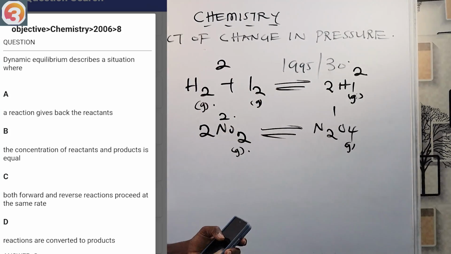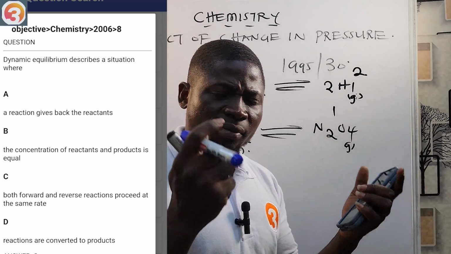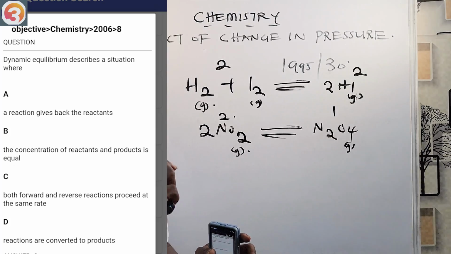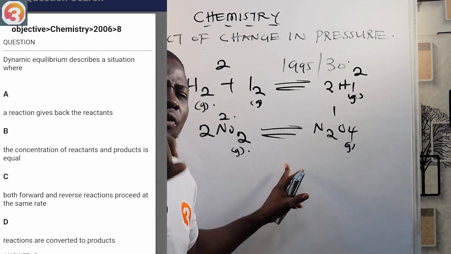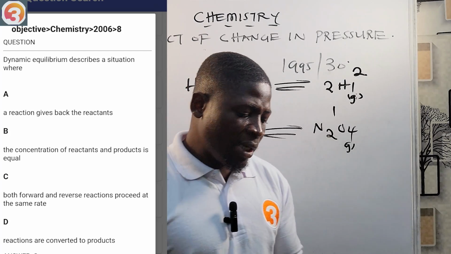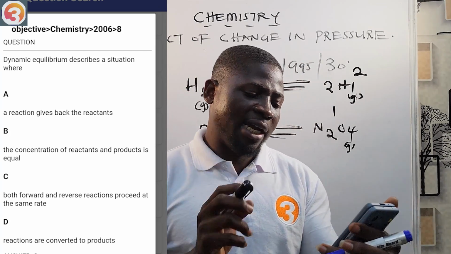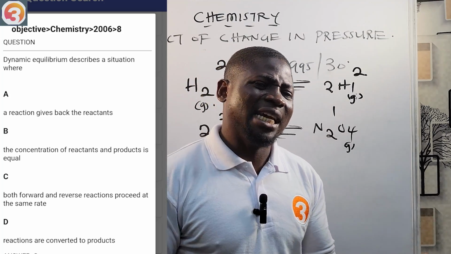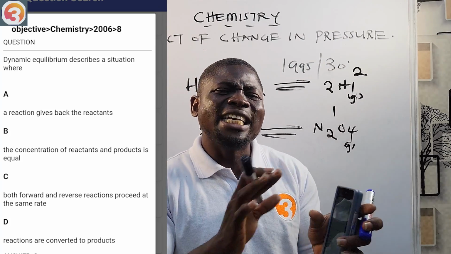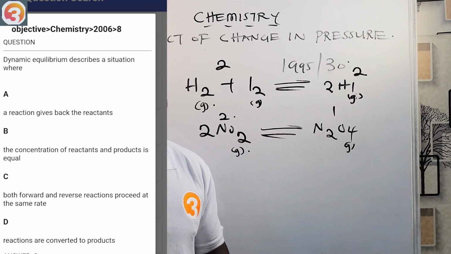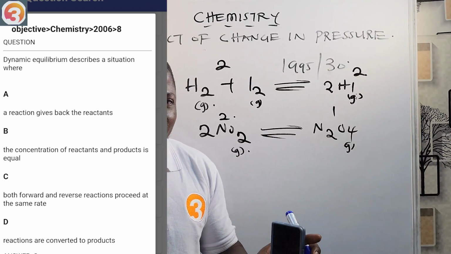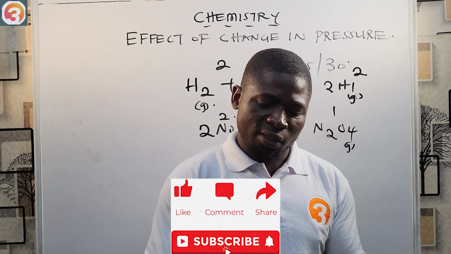So that means our answer there will be C, because chemical equilibrium involves reversible reactions. That is, reactions that proceed in both directions. So that means both forward and reverse reactions proceed at the same rate. That's what we mean by dynamic. By dynamic, there is no net change on the concentration of the reactant or product. They occur at the same rate. That's what we mean by dynamic equilibrium.